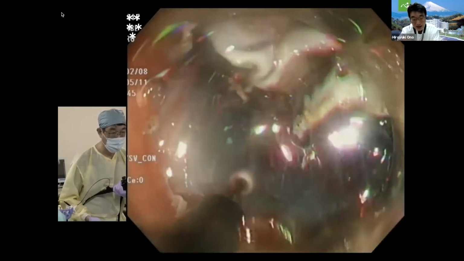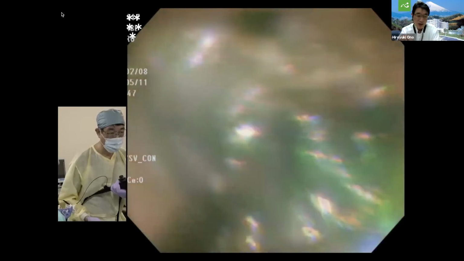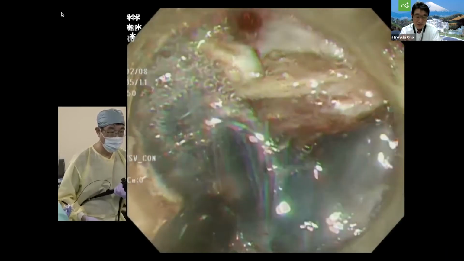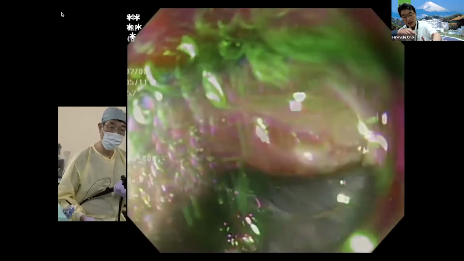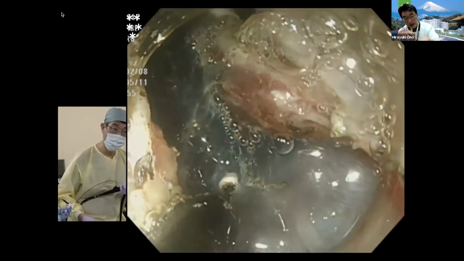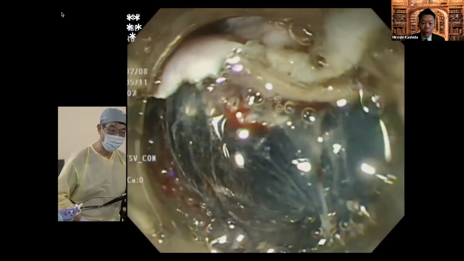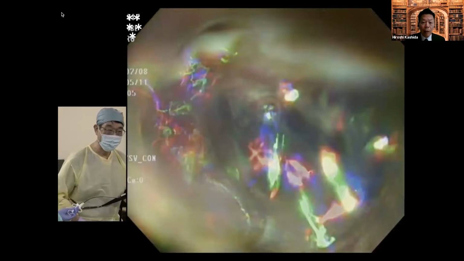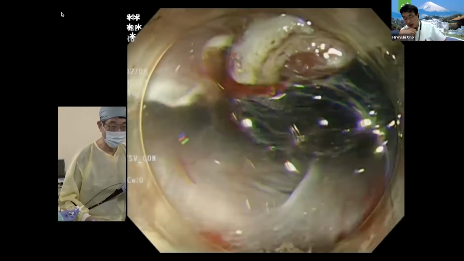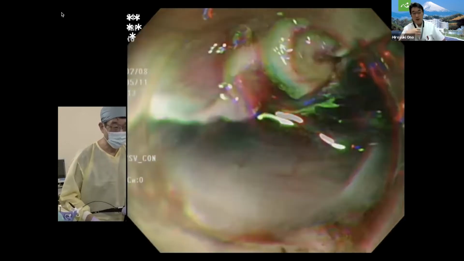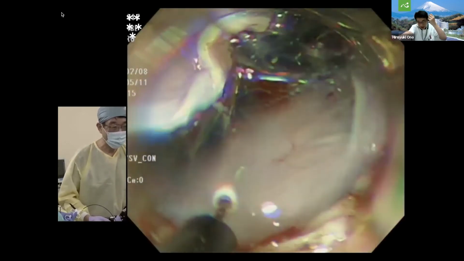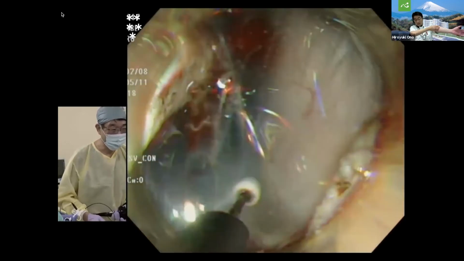So I attach the insulation tip to the submucosal layer, and then I move laterally. I move that laterally, to both lateral sides, from the distal side to the lateral side.